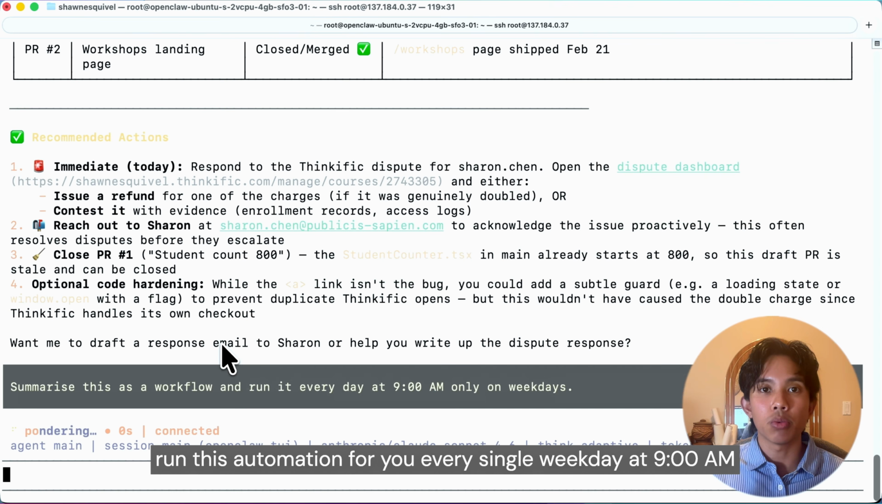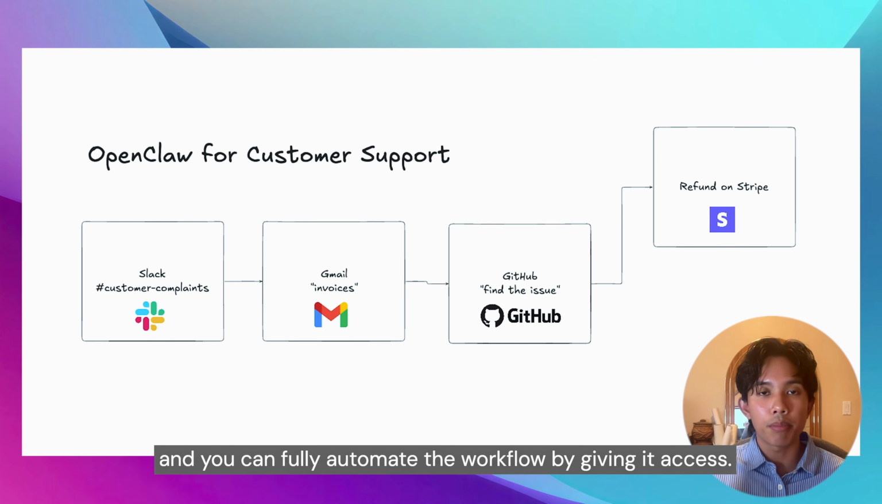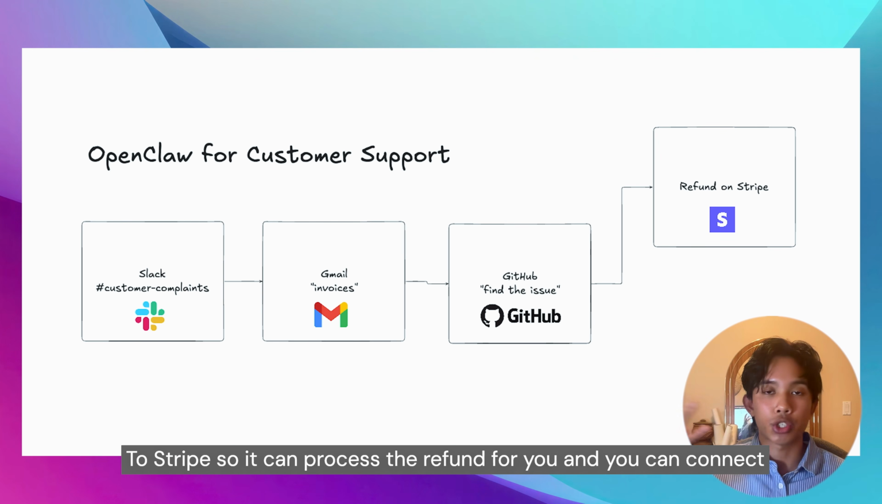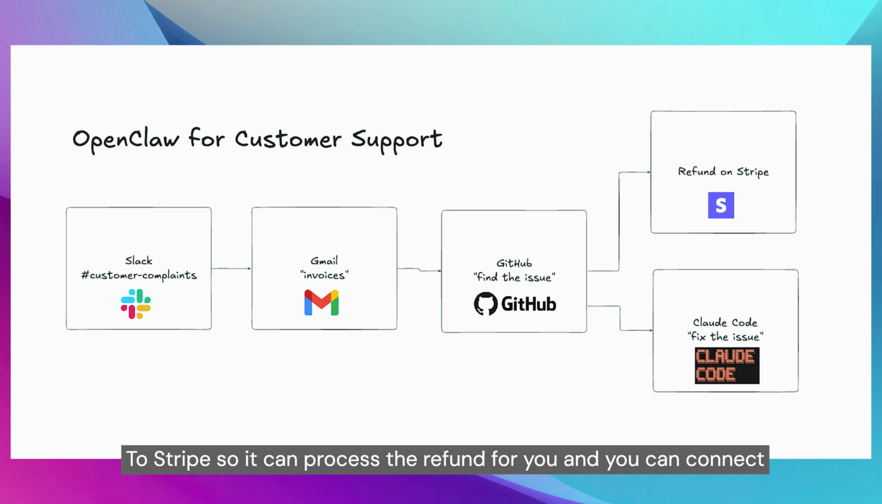Finally, you can take this one step further by telling OpenClaw to run this automation for you every single weekday at 9 a.m. And you can fully automate the workflow by giving it access to Stripe so it can process the refund for you. And you can connect it to your favorite coding tools like Claude Code or Cursor so that it can actually go in and fix the bug for you and draft a PR for you.